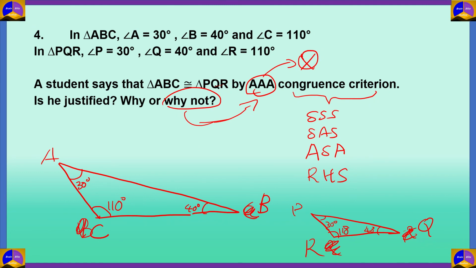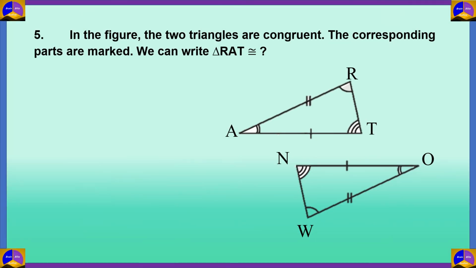Let's move on to the last question. In the figure, the two triangles are congruent. The corresponding parts are marked. We can write triangle RAT is congruent to. So for this question, we can use two methods, that is the SAS Congruency Criteria or the ASA Congruency Criteria. Now, I'll be using the SAS Congruency Criteria.